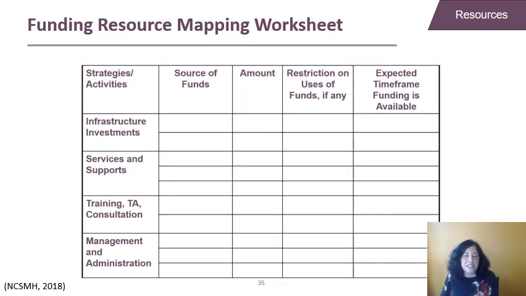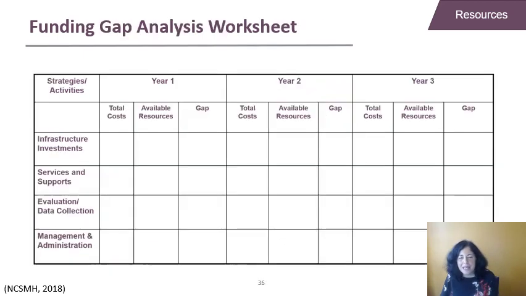This resource, the Funding Resource Mapping Worksheet, helps to map current funding, including source and amount of funds, funding restrictions, and time frame of funding availability. The Funding Gap Analysis Worksheet can be used to help teams assess the current costs of their school mental health system, available resources, and gaps in funding over multiple years.